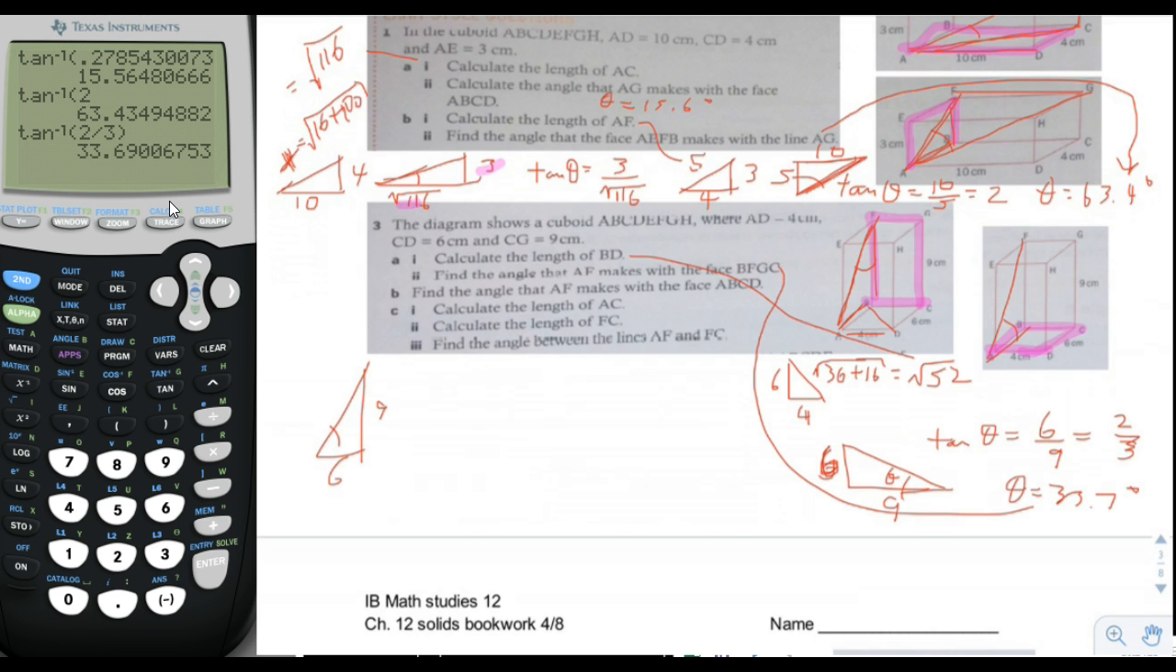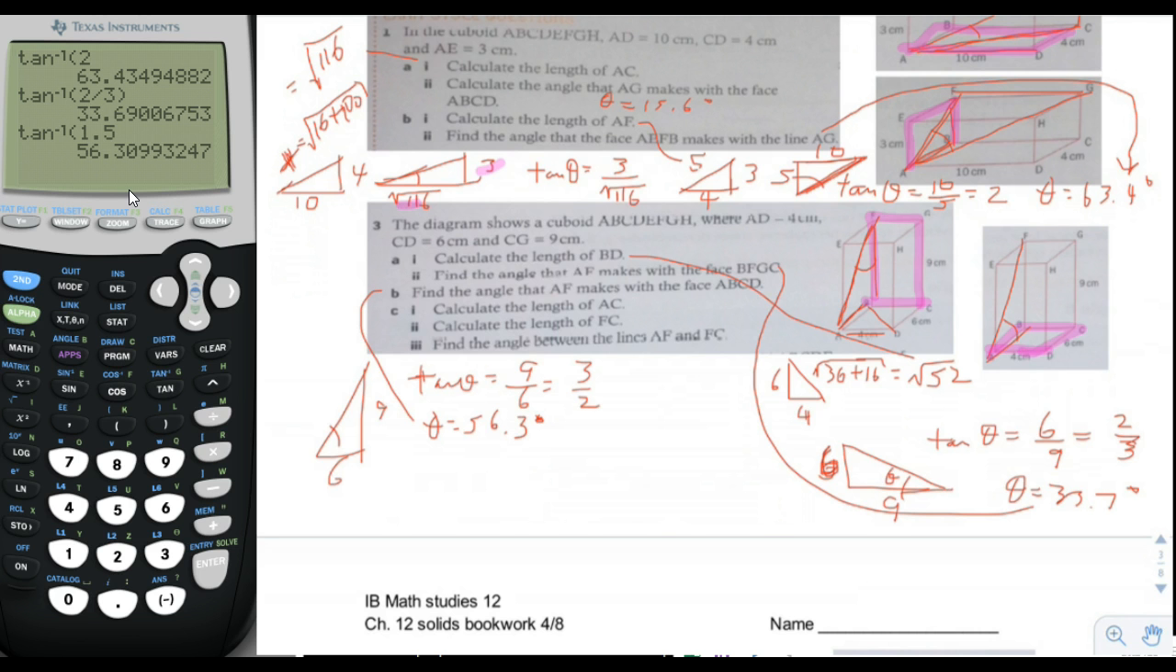So this time it would be tangent of theta equals 9 over 6, which is 3 over 2, 1.5. So now we just find the inverse tangent of 1.5. And it tells us it's 56.3 degrees. Okay? And that's the answer to B.